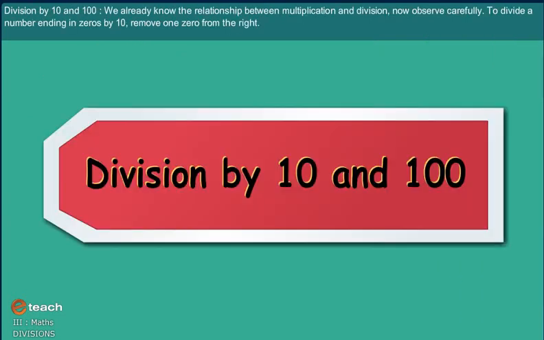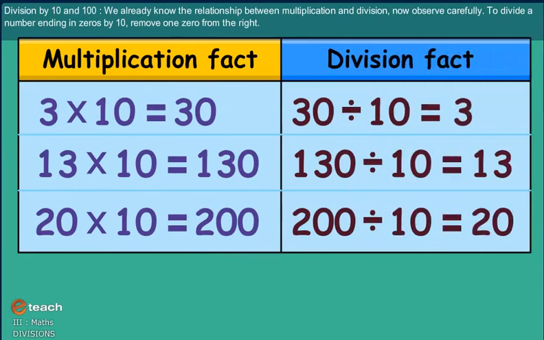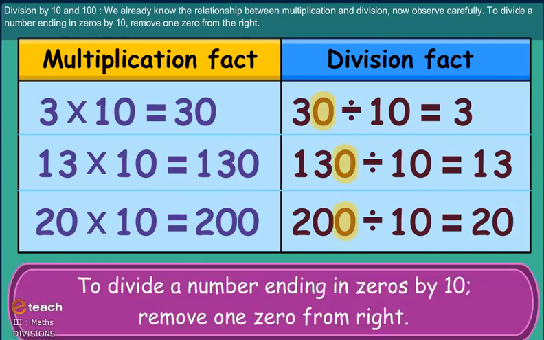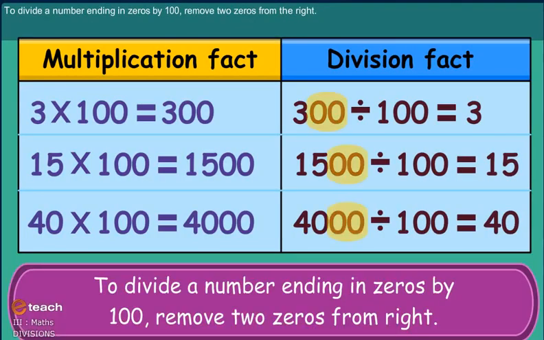Division by 10 and 100. We already know the relationship between multiplication and division. Now observe carefully. To divide a number ending in zeros by 10, remove 1 zero from right. Information box. To divide a number ending in zeros by 100, remove 2 zeros from right.